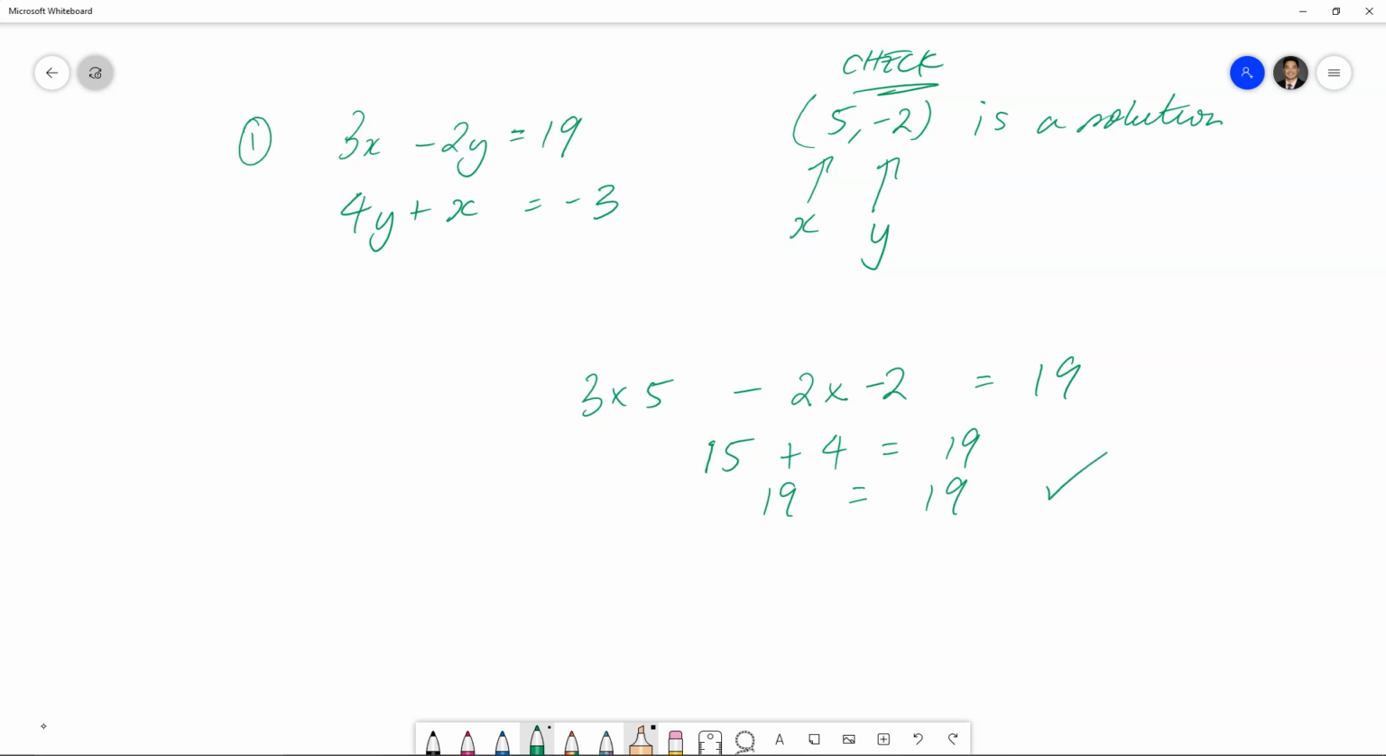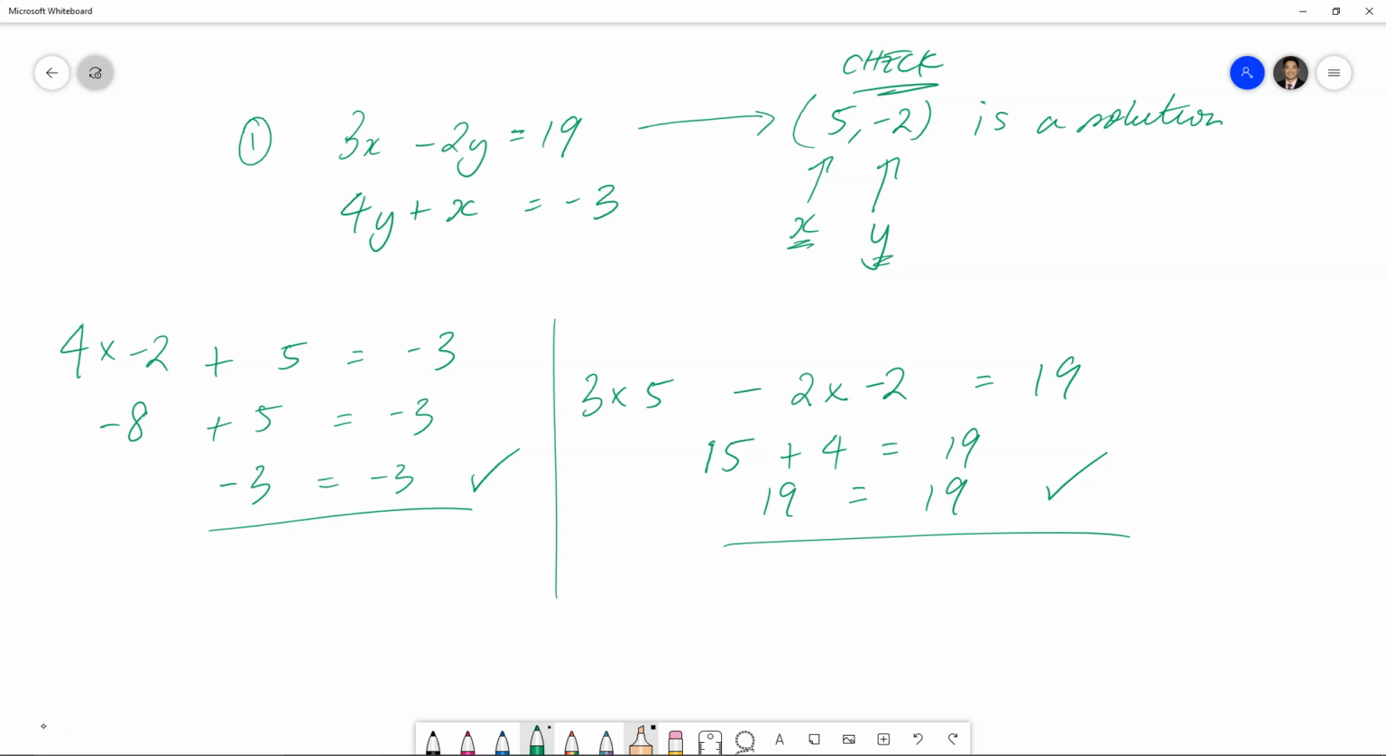So that means that this line does cross over that particular point. We need to know if the other line does the same. So we've got 4 times minus 2 plus 5 is equal to minus 3. All we're doing is substituting these values for x and y. 4 times minus 2 is minus 8, plus 5 does equal minus 3. So that is also a solution because both of them hold true. Then that is a point of intersection. Yes, it is a solution.